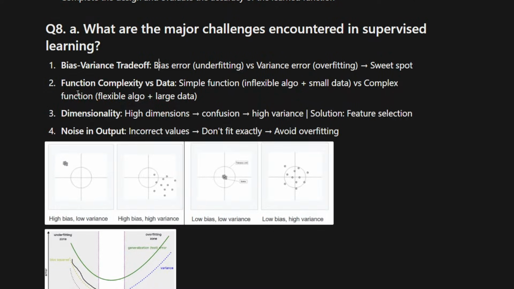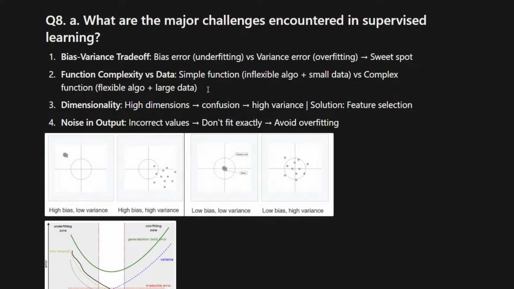And function complexity versus data. If you have a simple function for small data, it works. But a complex function for small data won't work well, because there are more chances that it overfits to the data. The data is very simple, but the function you are using is very complex. So it can occur that it only corresponds to that particular training set, resulting in overfitting. So you have to find a balance between the function complexity and the data.